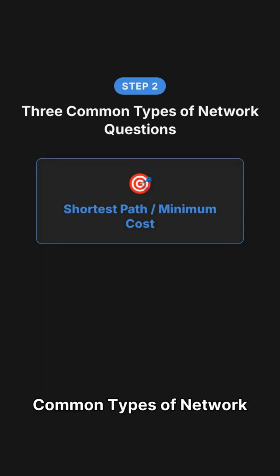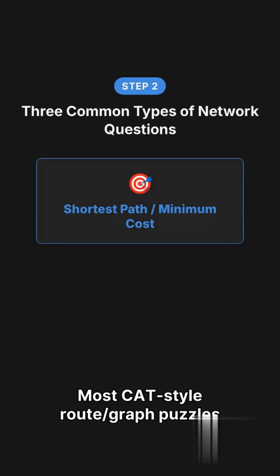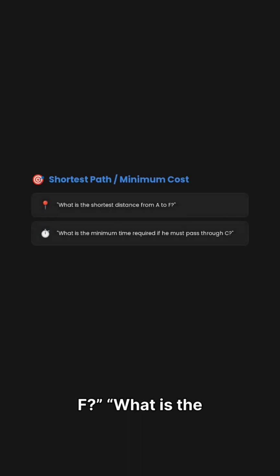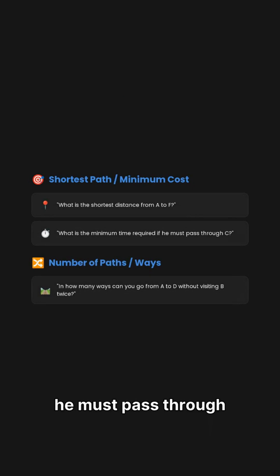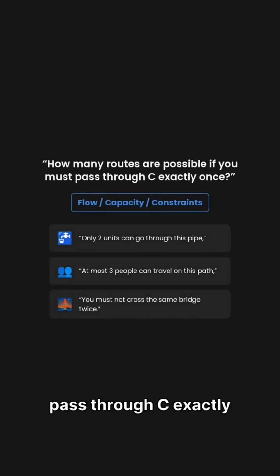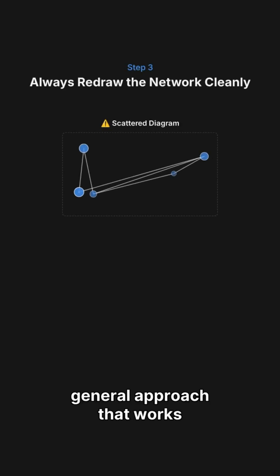Step 2. Three common types of network questions. Most CAT-style route graph puzzles fall into one of these types. Shortest path, minimum cost: what is the shortest distance from A to F? What is the minimum time required if he must pass through C? Number of paths, ways: in how many ways can you go from A to D without visiting B twice? How many routes are possible if you must pass through C exactly once? Flow, capacity, constraints: only 2 units can go through this pipe. At most 3 people can travel on this path. You must not cross the same bridge twice. We'll focus on a general approach that works across these.